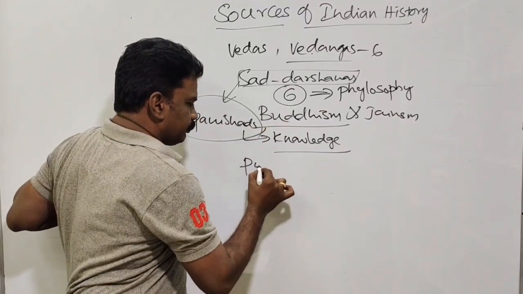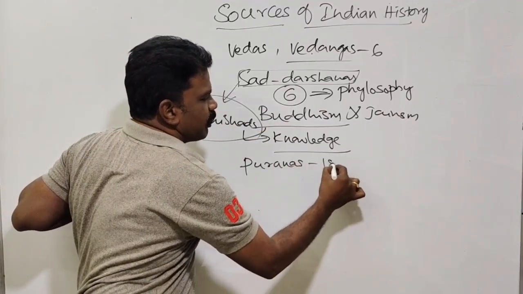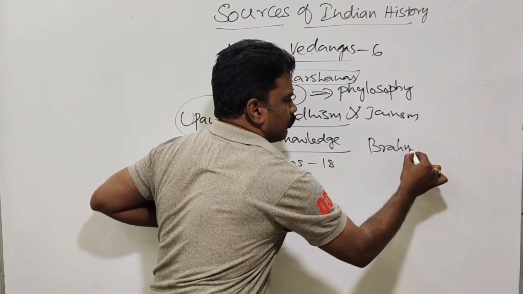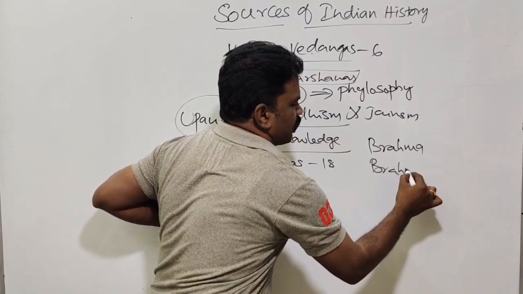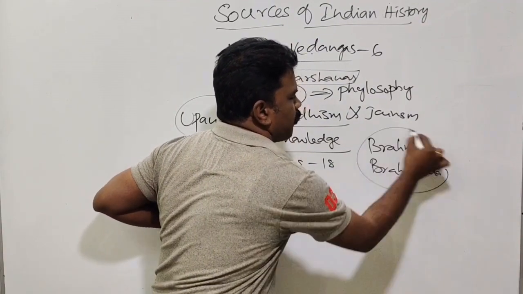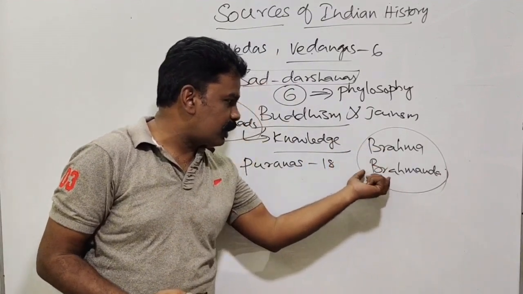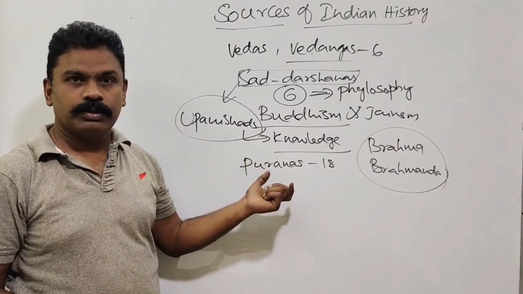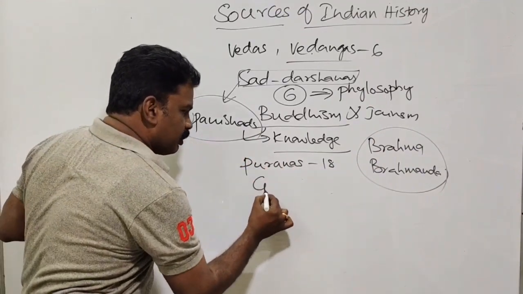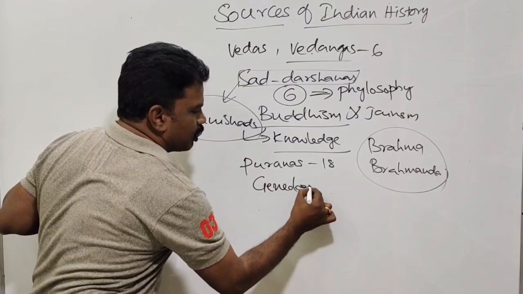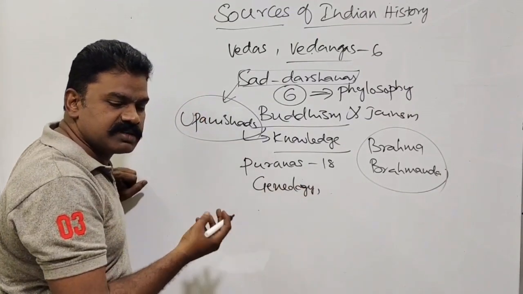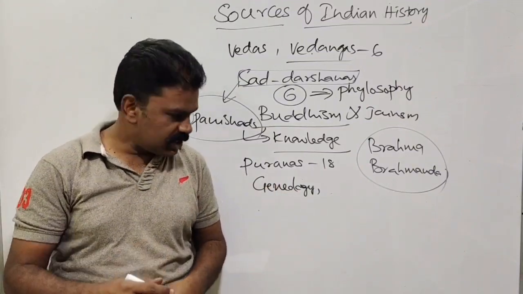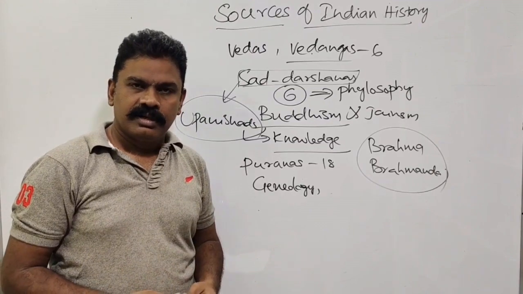Next, Puranas. Puranas are 18, from Brahma Purana to Brahmanda Purana. Brahma Purana is the first Purana and Brahmanda Purana is the last, the 18th Purana. Puranas speak about the genealogy of the gods, genealogy of the kings, and so on.